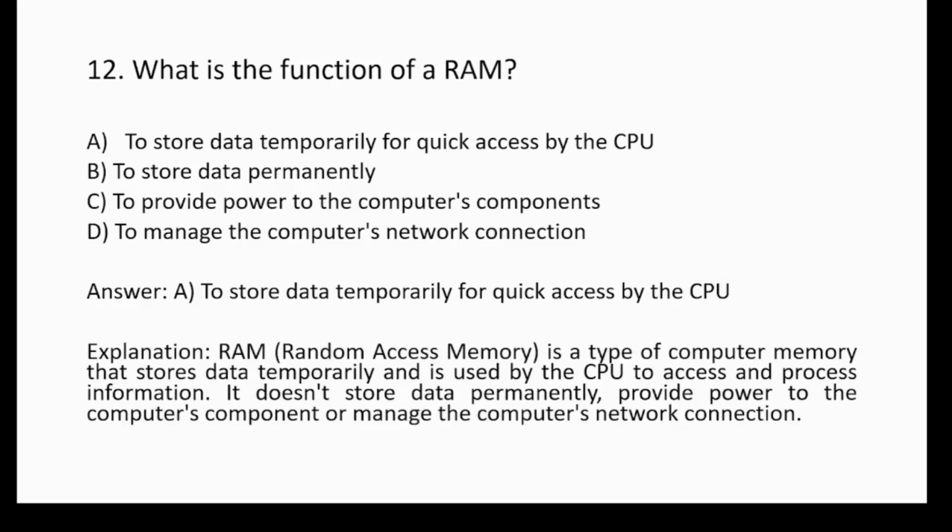RAM, random access memory, is a type of computer memory that stores data temporarily and is used by the CPU to access and process information. It does not store data permanently, provide power to the computer's component, or manage the computer's network connection.